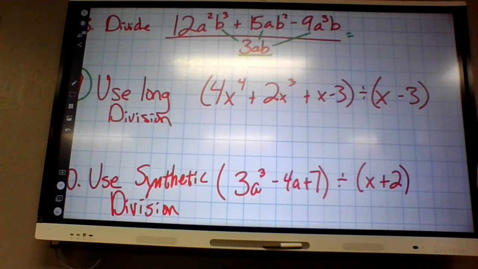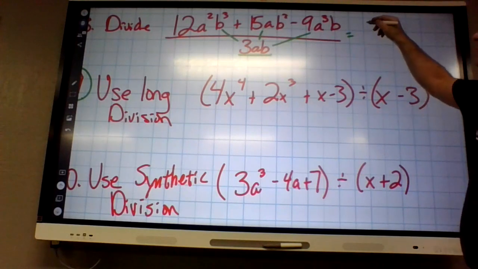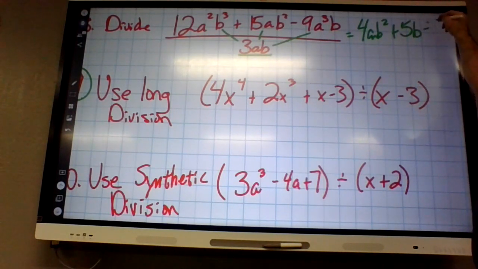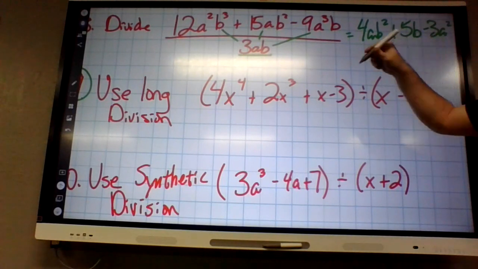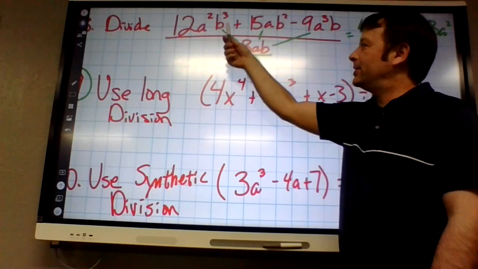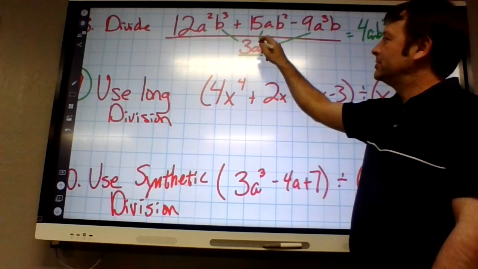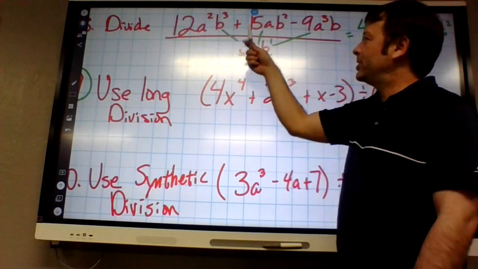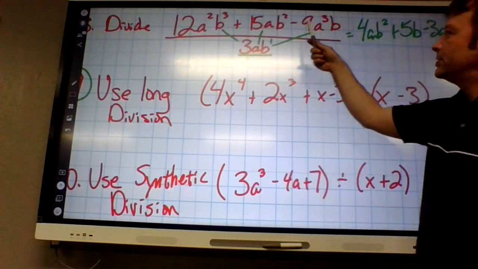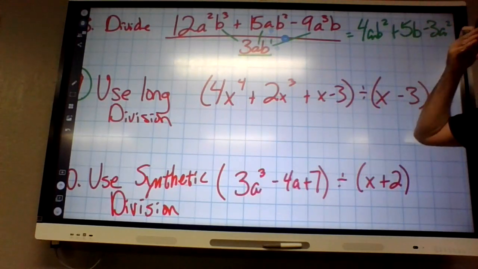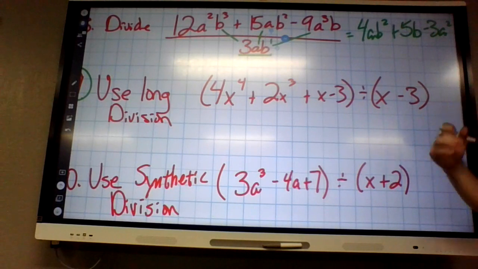Shannon, what would 8 be? I got 4ab squared plus 5b minus 3a squared. Oh. Okay, she was right. So she just divided all the numbers by 3, and when you divide the letters, you just subtract the exponents. Since there's no exponent on the a and b, that's like a 1. So she did 2 minus 1, so she got 1a. 3 minus 1 on the b's, she got b squared. Anyway, that is correct.